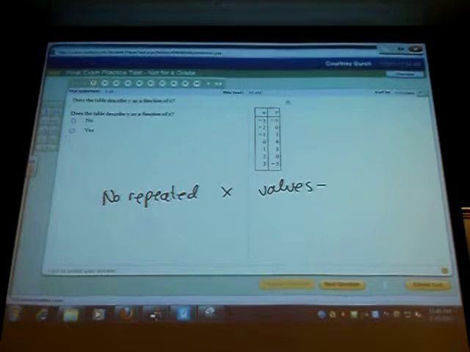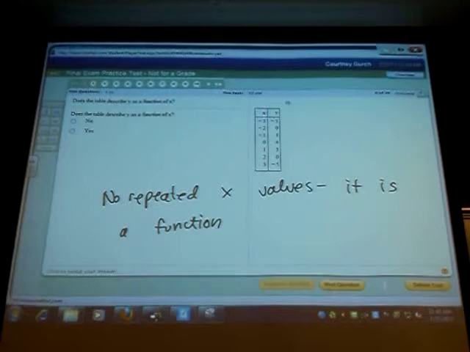I'm getting confused with one-to-one. Repeated y's is okay. Repeated y's matter if you're looking for the inverse. No repeated x values, it is a function. Now, if you did have a repeated x value but you had the same y output, then that doesn't count. It's only when you have repeated x's with different y values that it's not a function. Okay, so all of your x values are different. My answer is yes.